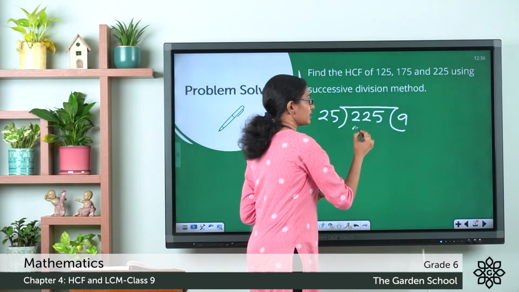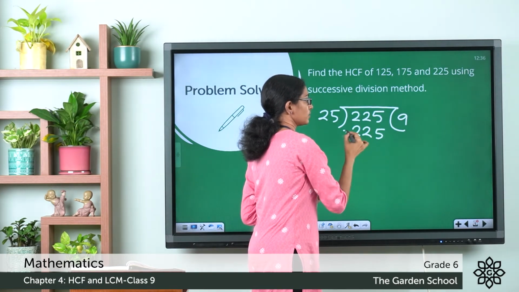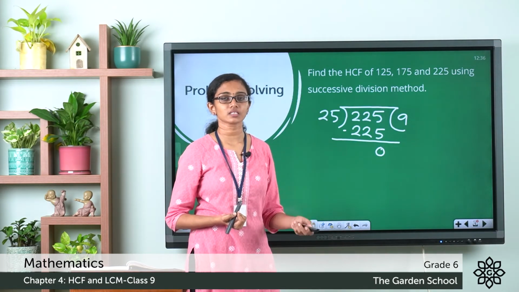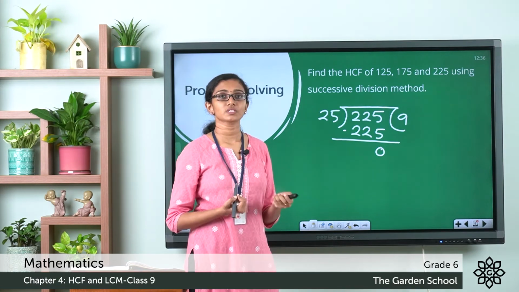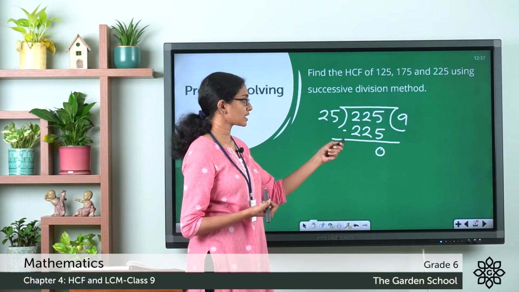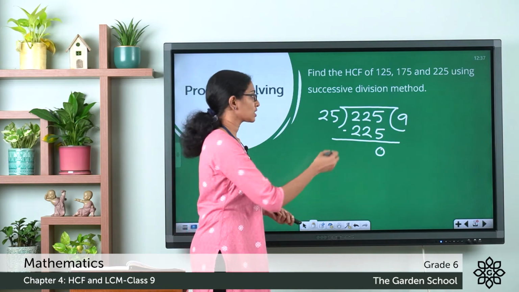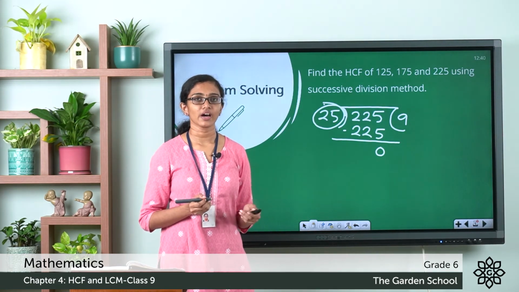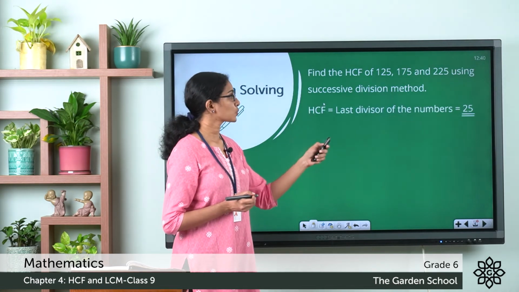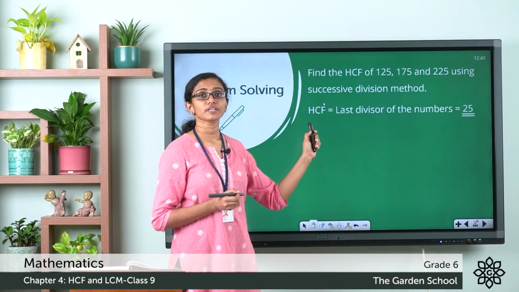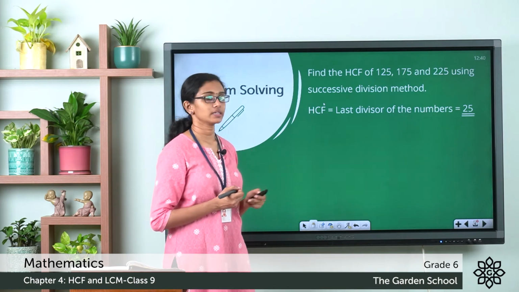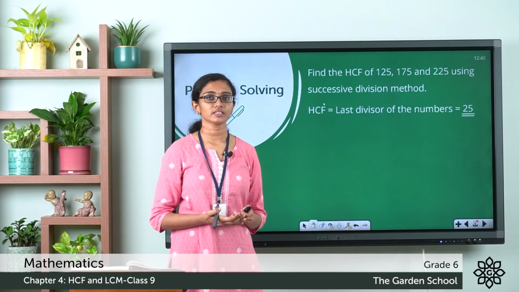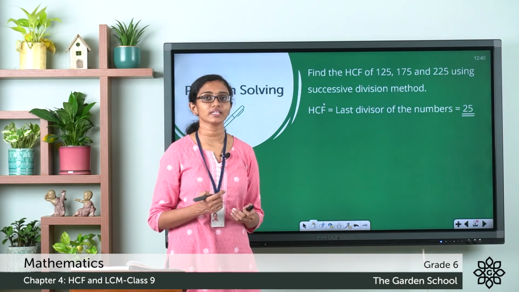9 25s are 225. Take the difference and you get the difference as 0. So the remainder here is 0. And which is the divisor we used here so that the remainder became 0? It is 25. So we can say 25 is the HCF of 225, 175 and 125. That is the last divisor we used in the successive division method. That will be the HCF of the given numbers.